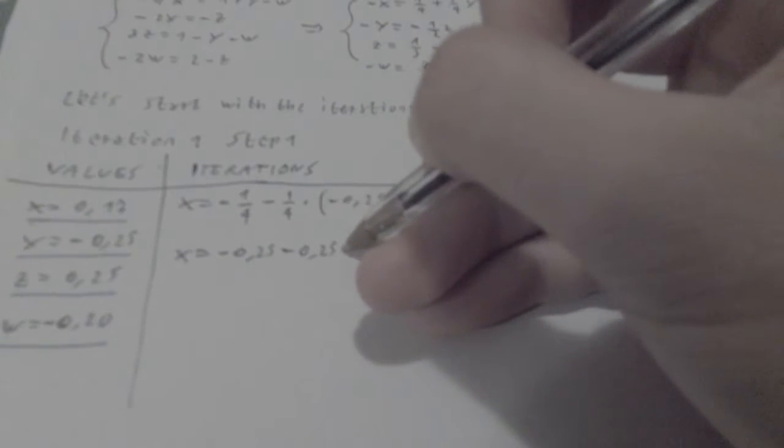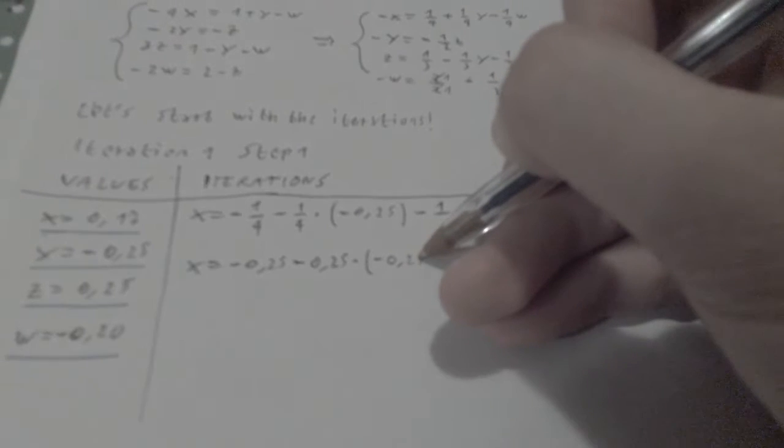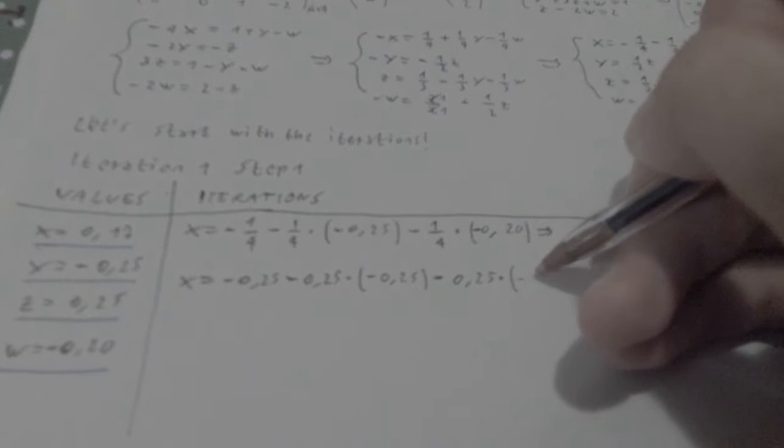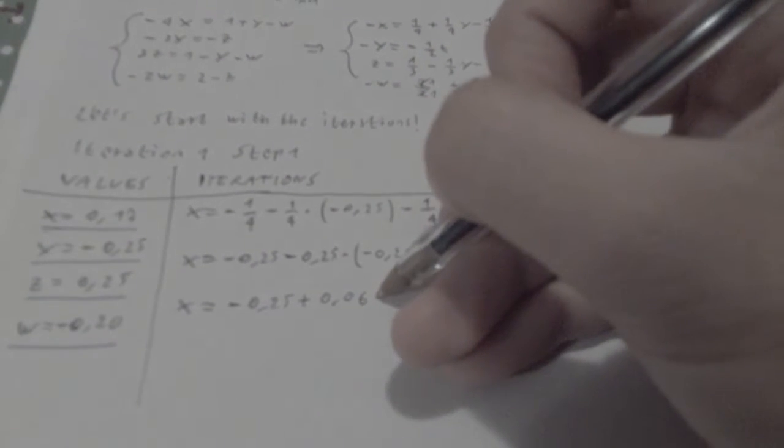We're going to have to approximate here. Of course, it's going to become 0.25 minus 0.25 times negative 0.25 minus 0.25 times negative 0.20. Okay. And then this is going to become negative 0.25 plus 0.06 plus 0.05, and this is negative 0.14.